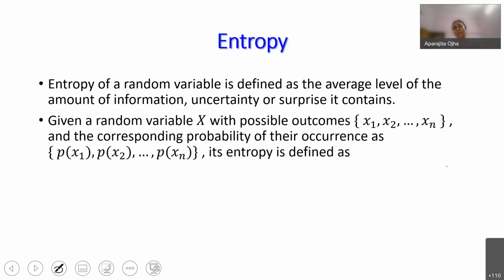For any practical applications. So given a random variable X with possible outcomes X1, X2, Xn, like I told you, random variable is an event that will occur when you toss a coin. In case of coin, it will be head and tail. In case of a dice, it will be 1, 2, 3, 4, 5, 6, right? Those will be the possible outcomes, and the corresponding probabilities of their occurrence as P(X1), P(X2), P(Xn). If the coin is not biased, then head and tail will have the same probability, but they may have different probability as well.